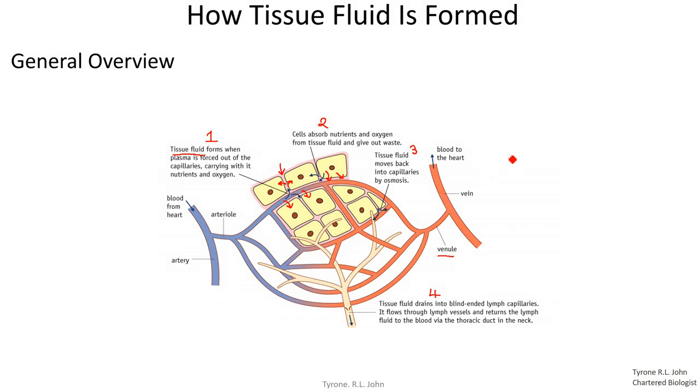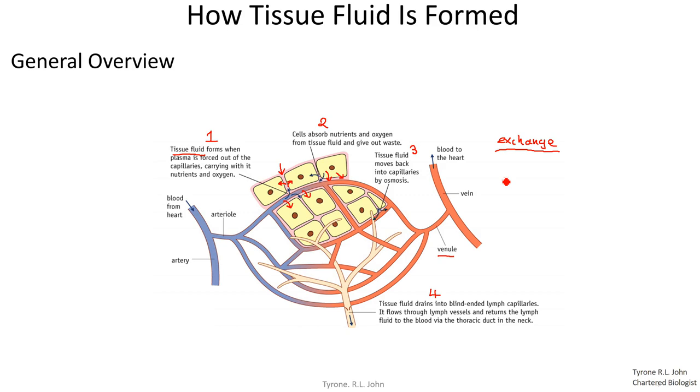That's just an overview of what's happening, but bear in mind, as well as tissue fluid being formed, you may be asked to discuss exchange of substances. At the arterial end, the oxygen and nutrients diffuse into the cells, and then all the waste products diffuse from the cells into the blood. So bear in mind, you may be asked to explain the exchanges of material within the capillary bed as well. That's the general overview.